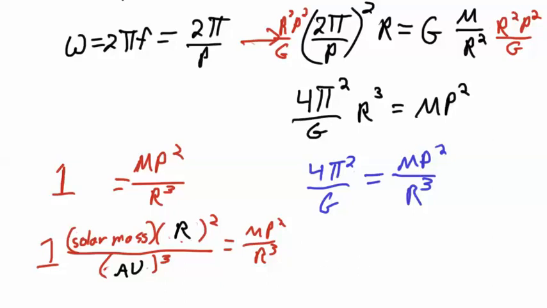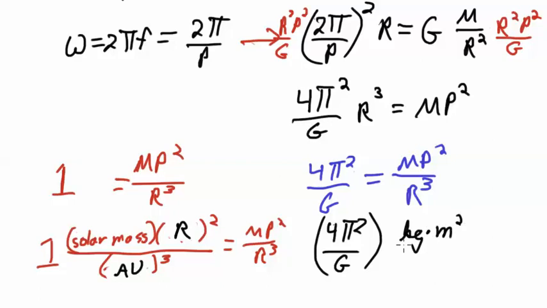So this one is going to be 4 pi squared over G, and the units here are going to be kilograms meter squared per kilogram. Sorry, kilogram second. Let me fix this again. This is years. So this is kilogram second squared per meter cubed.